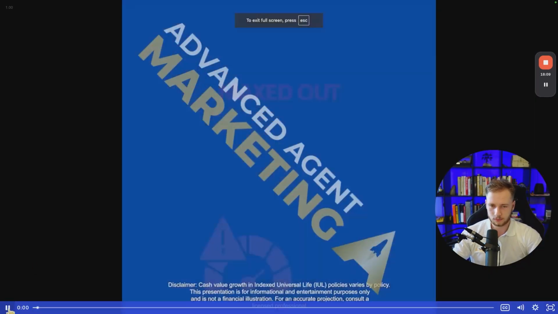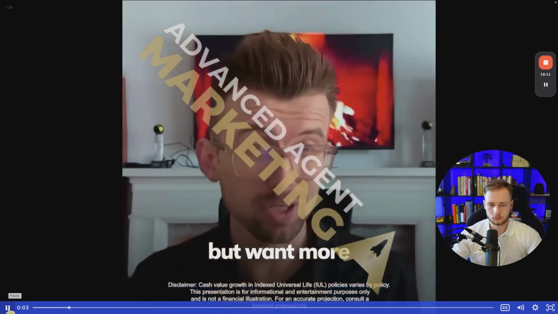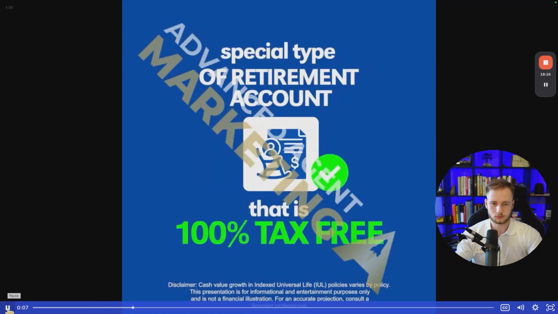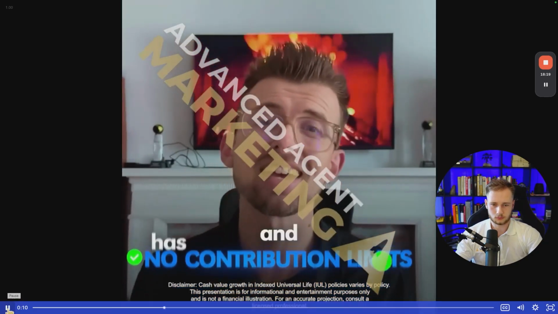Listen up. Have you maxed out your Roth IRA but want more tax-free retirement? There's a special type of retirement account that is 100% tax-free, has no contribution limits, and no income limits.